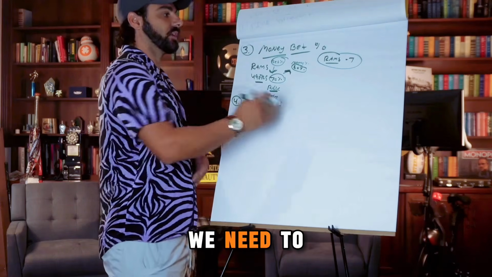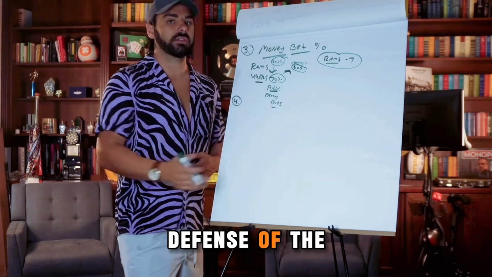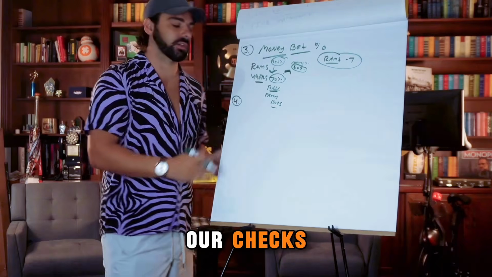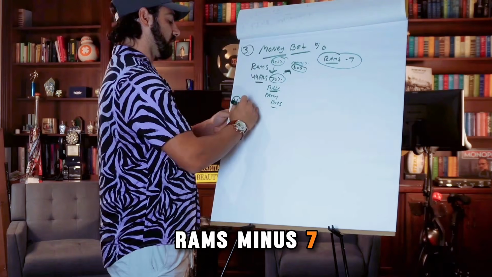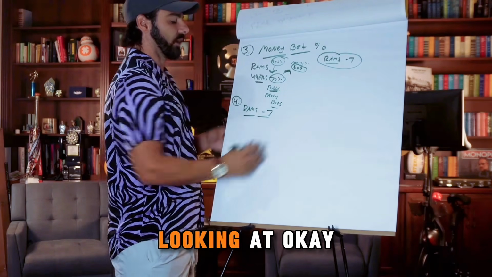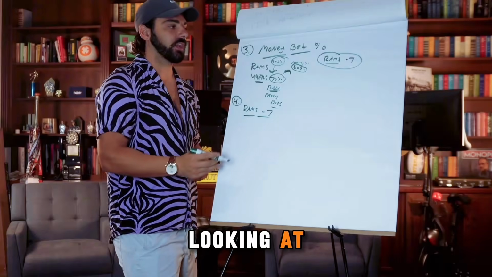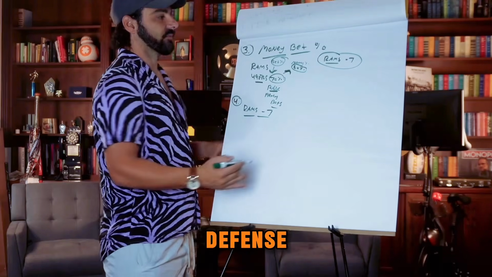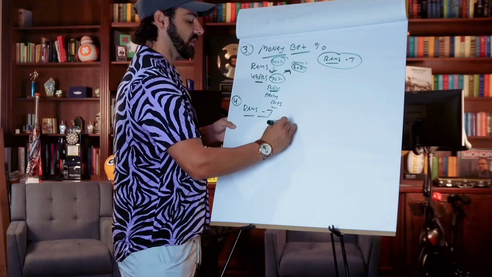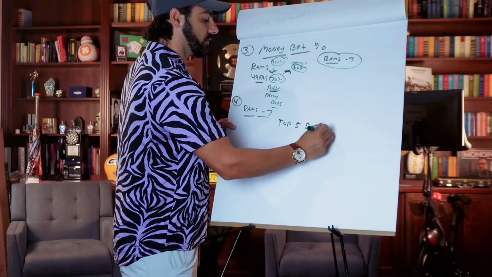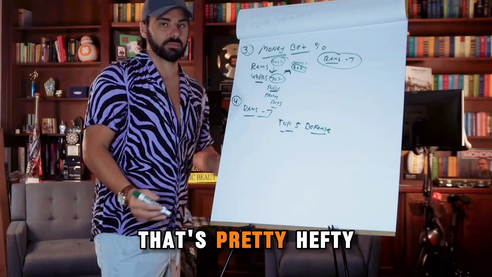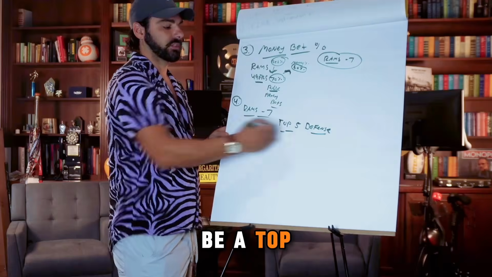So what we need to do is double check the defense of the team that we have that went through our checks. So let's say Rams -7, for example. Let's say that that's what we're looking at. If that's what we're looking at, we need to look at their defense. Their defense needs to be a top 5 defense in order to cover a spread that's pretty hefty. Okay? They need to be a top 5 defense.